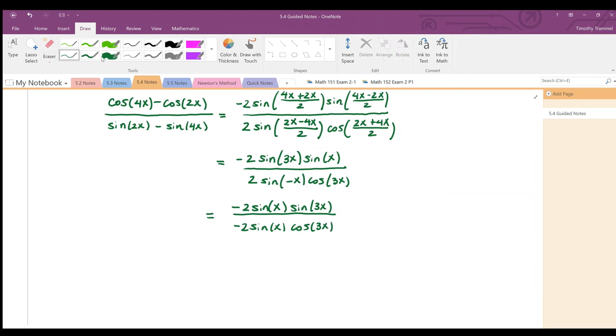And you can see that we have two sets of factors in the numerator and denominator that are identical. So when we divide these things, we'll just get 1. And then lastly here, you're left with sine of 3x over cosine of 3x, which is tangent of 3x.